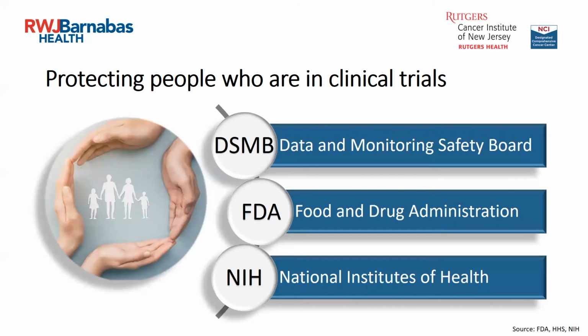In addition to the IRB, we have other government organizations that also protect individuals. These include the DSMB, or Data and Safety Monitoring Board. They make sure that clinical trials are safe for people to participate in, and they're involved in phase 3 of trials and are a part of the NIH, which is also on this list.